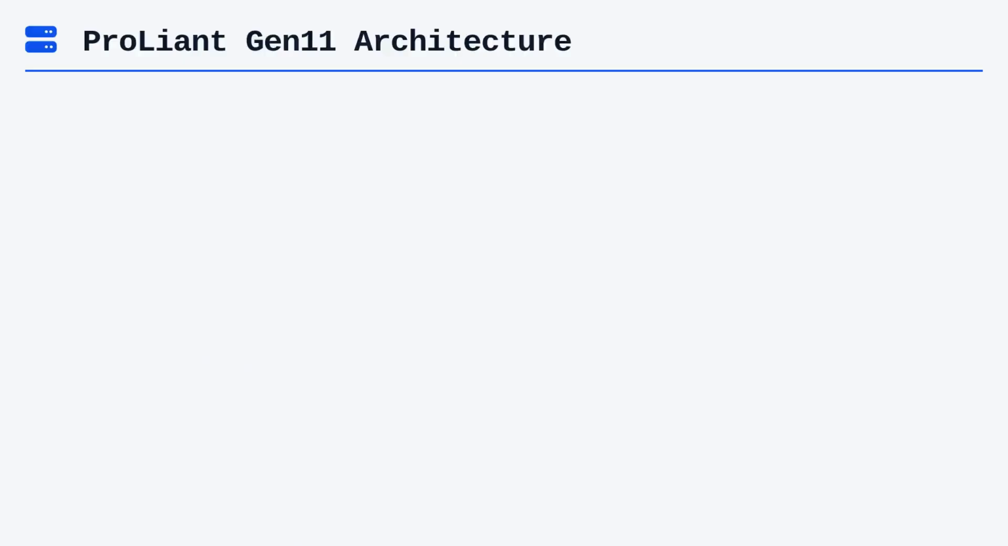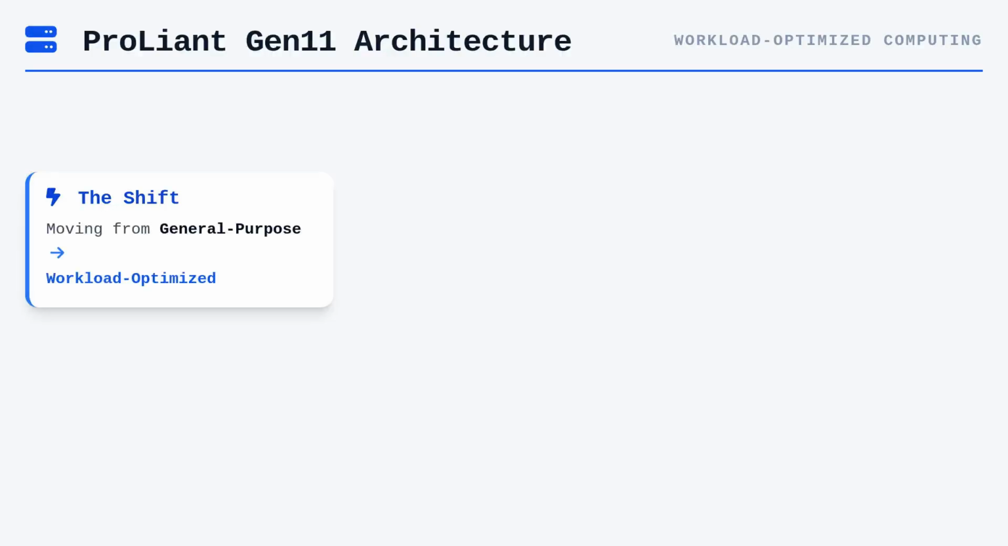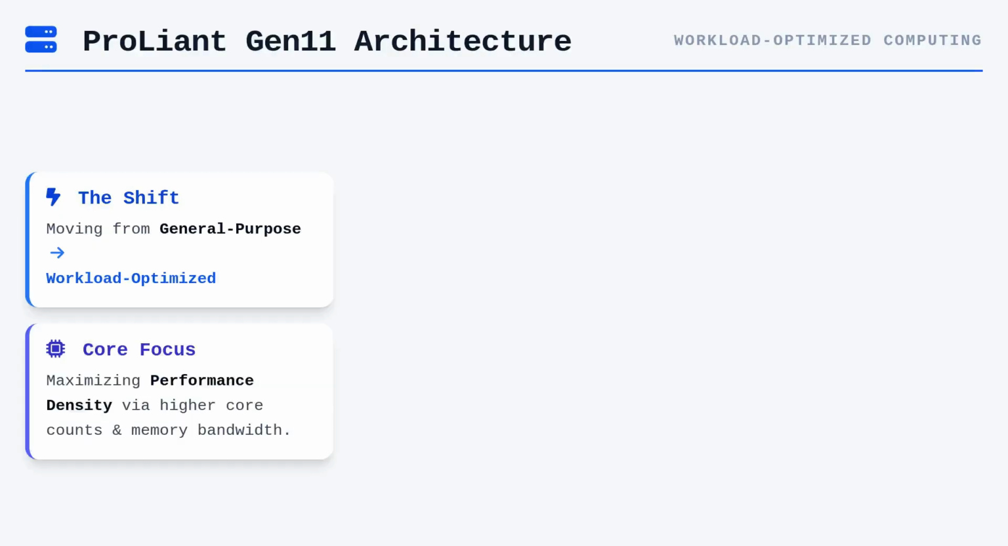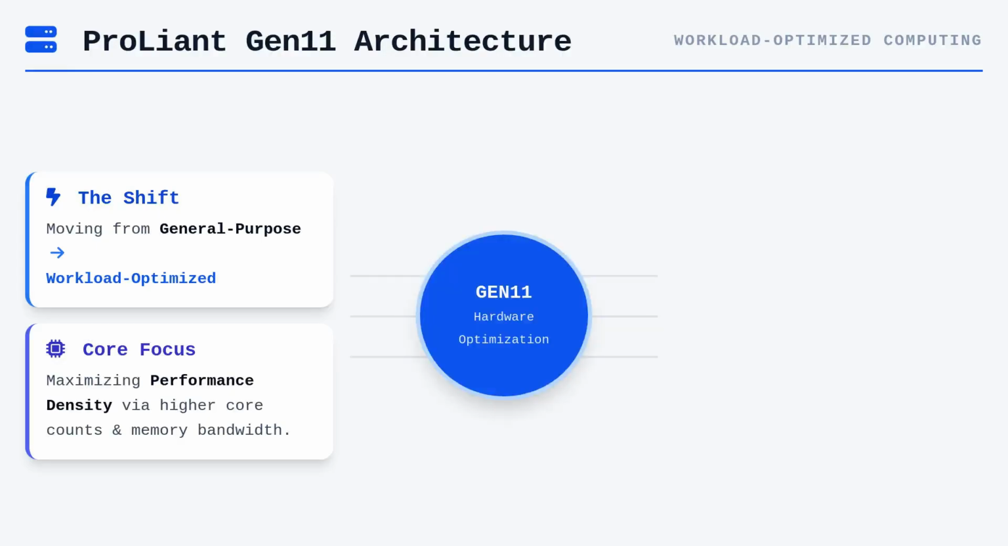The ProLiant Gen11 series represents a significant shift toward workload-optimized computing, moving beyond traditional general-purpose server design. At the core of the Gen 11 architecture is the focus on performance density, which is achieved through higher core counts and the integration of fourth-generation processors that support increased memory bandwidth. This shift mandates a deeper understanding of how these hardware resources interface with your software-defined control mechanisms.